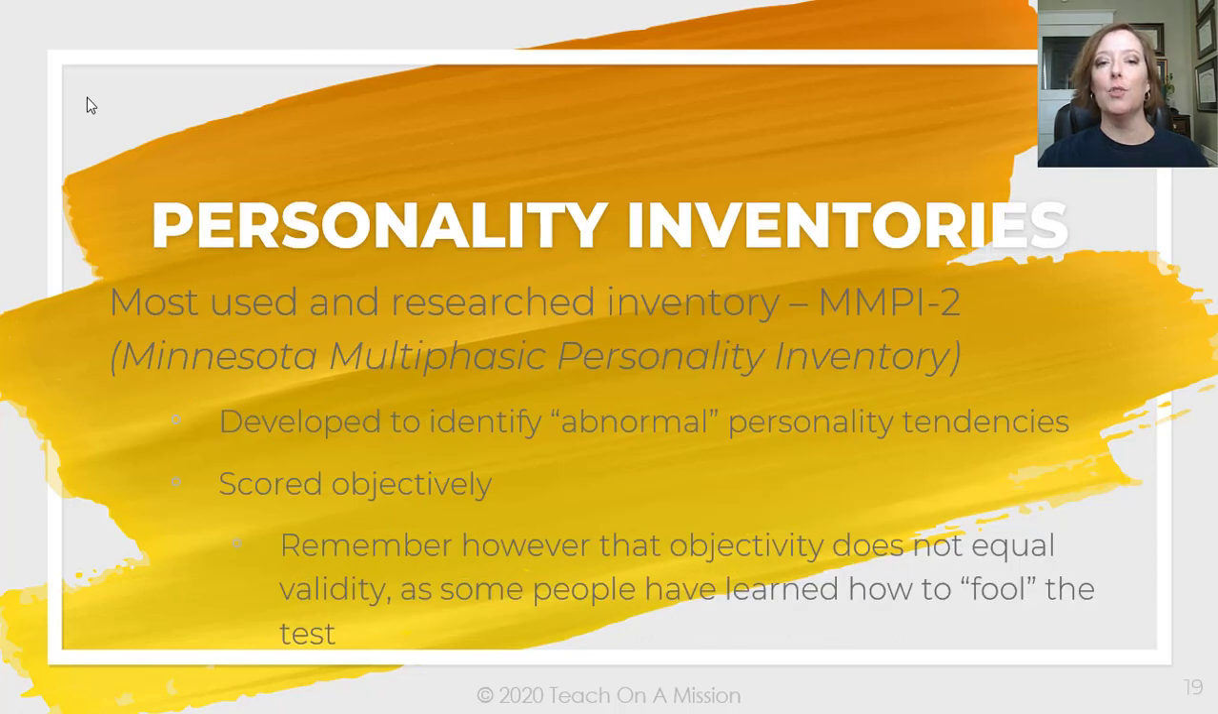The most used and researched inventory is the MMPI-2, or the Minnesota Multiphasic Personality Inventory. This was developed to identify abnormal personality tendencies, and it is again scored objectively, but it's important to remember that objectivity does not equal validity because some people have learned how to fool this test.